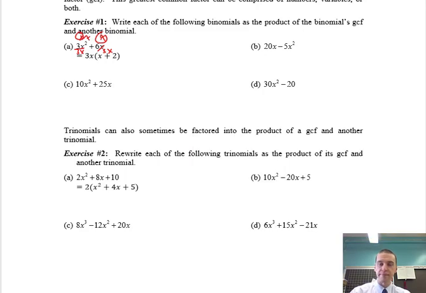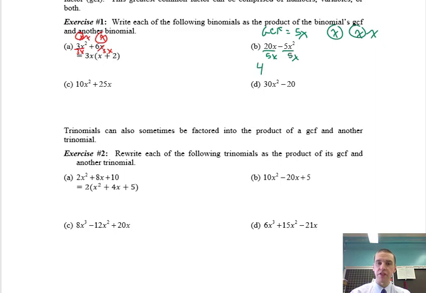So let's look here. I have 20 and 5. The greatest common factor here is going to be 5. I can take a 5, and 20 is divisible by 5. And I have an x and an x squared, and I can circle one each. So I'm going to divide by 5x.